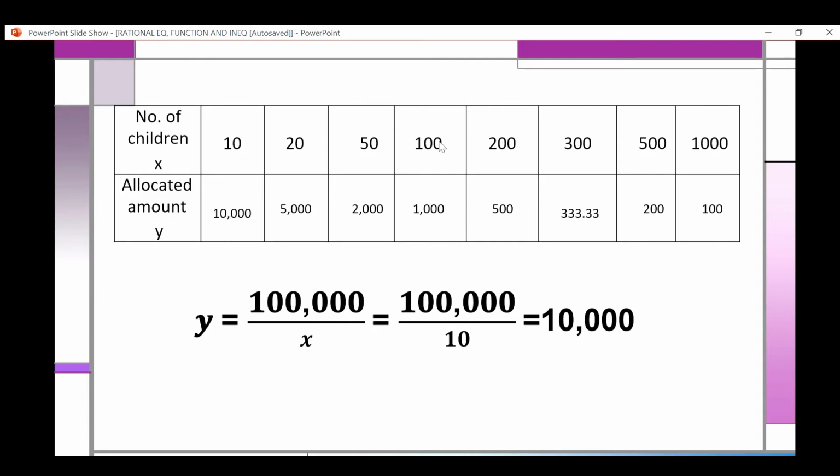And if the number of children is 100, 100,000 over 100, substitute lang natin dito sa value. So, the amount is 1,000. And so on, until if the number of children is 1,000, substitute lang natin, then the amount per child is 100.